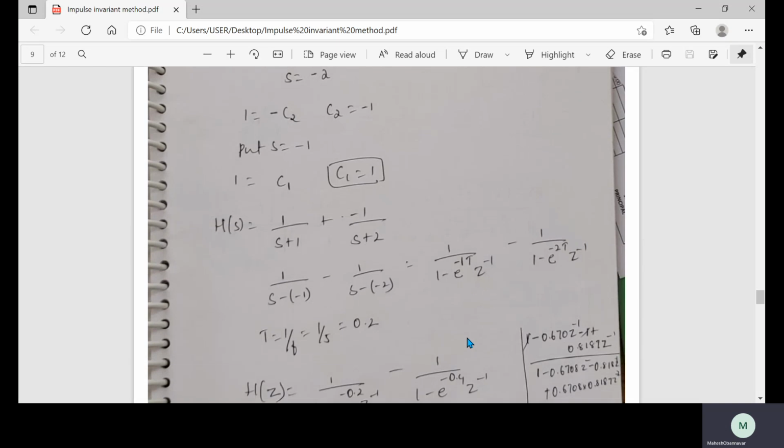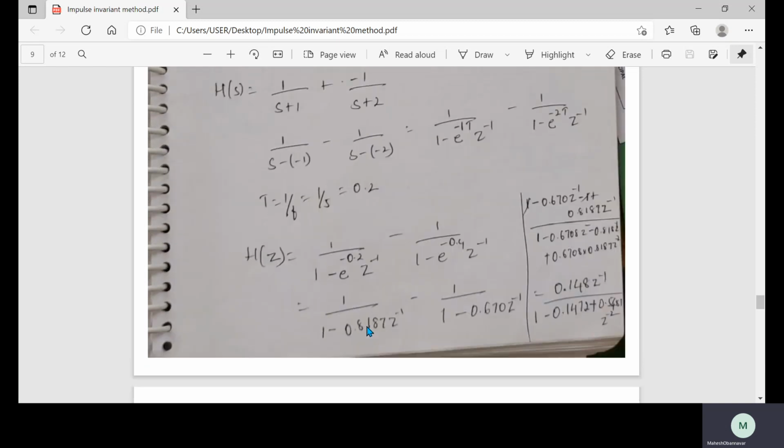So substitute for that. They have told that the frequency, that is samples, are 5 samples. So what will be your T? It is nothing but 1 by F, that is equal to 1 by 5 is equal to 0.2. So substitute T is equal to 0.2. After substituting T is equal to 0.2, 1 divided by 1 minus e to the power of minus 0.2 into z inverse minus 1 divided by 1 minus e to the power of minus 0.4 into z inverse. So substitute for e to the power of minus 0.2 and solve it.